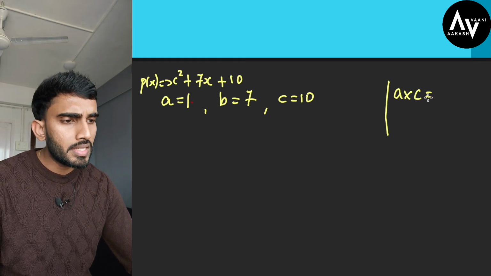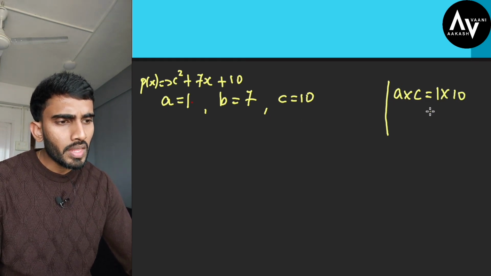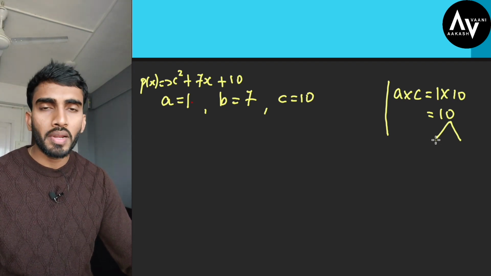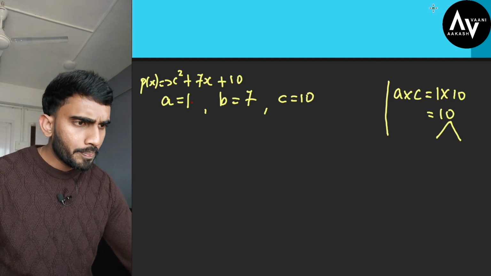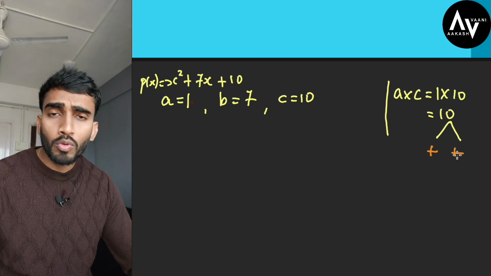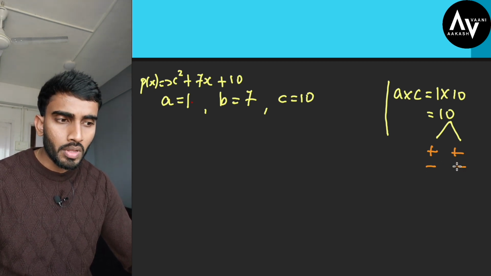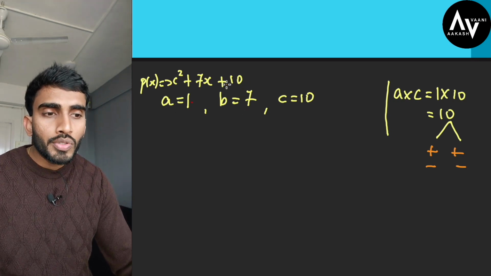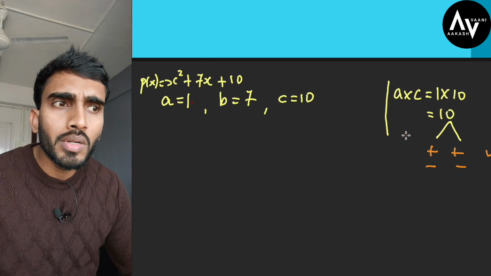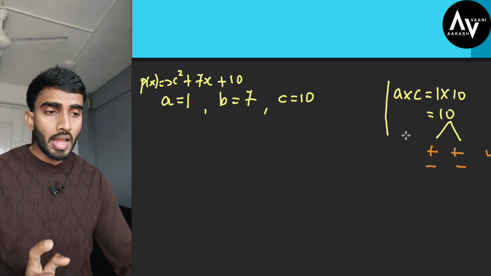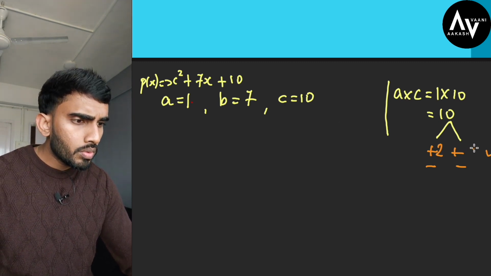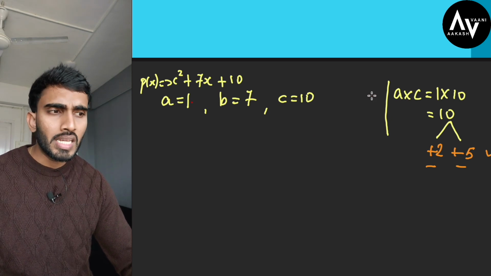So I'll multiply a and c, that is 1 multiplied by 10, and I get 10. Now I got a positive product when I multiplied 1 and 10. That means I have to look for two numbers, and those two numbers will be either both positive or both negative. And this I will decide by looking at b. So b is plus 7, that means both numbers will be positive. So think about numbers which give the product 10 and the sum 7, and that is 2 and 5. So 2 times 5 is 10 and 2 plus 5 gives me 7.